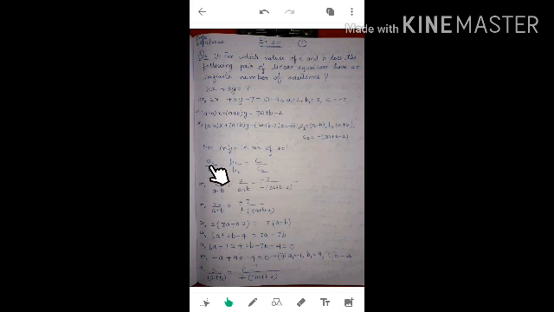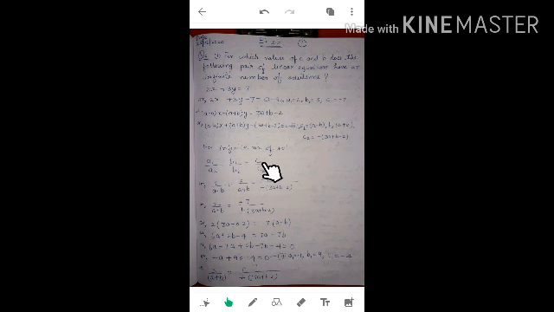In place of a1, we'll put the value of a1. a1 is 2. So here I have written 2. Now in place of a2, the value of a2 is a minus b. So I have written here a minus b. Now the value of b1 is 3. So in place of b1, I have written here 3. In place of b2, the value is a plus b. So I have written here a plus b.